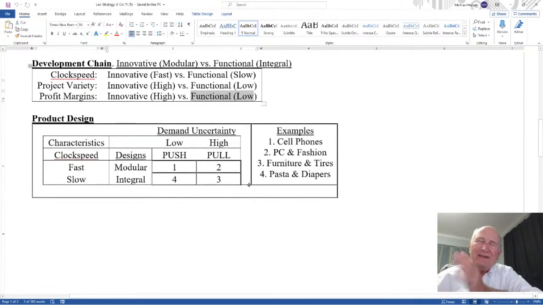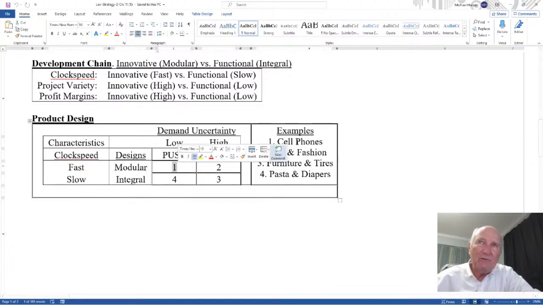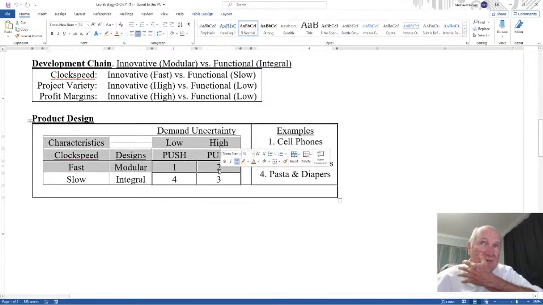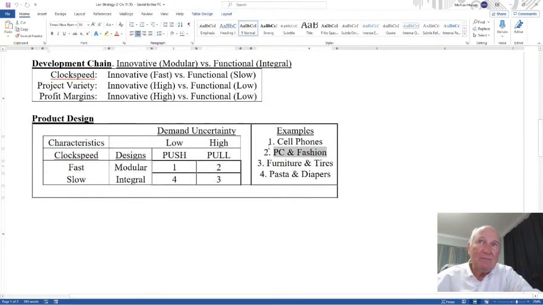Okay, here's your product design. Here are some examples. A fast clock speed, if you have modular and a push system, the example here would be cell phones. It's not the only one, but that's an example in production. But if you have a fast clock and a pull system with high demand uncertainty, PCs, personal computers, or fashion. Fashion changes, a lot of product variety, right? And you can mix and match. Okay, there's the modular part.